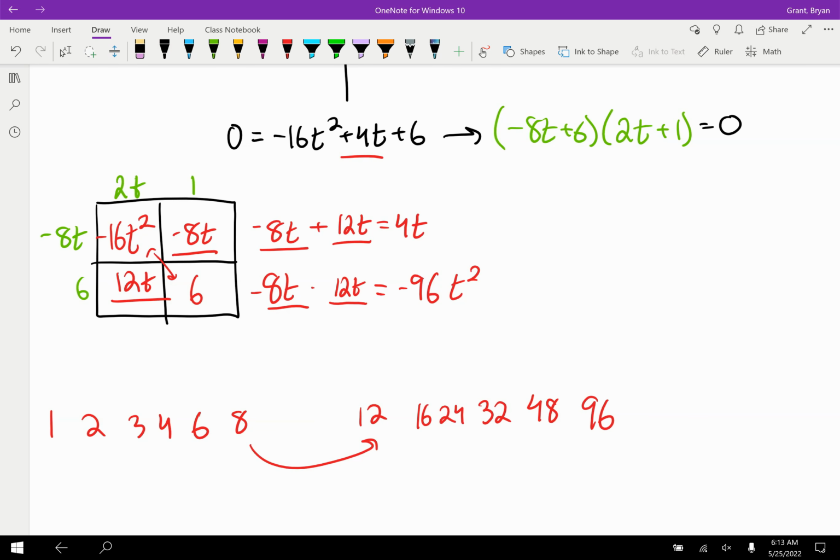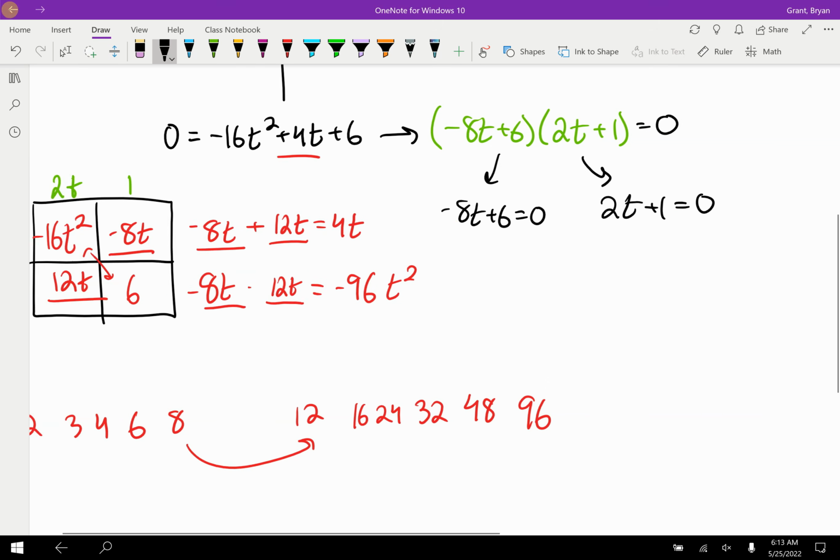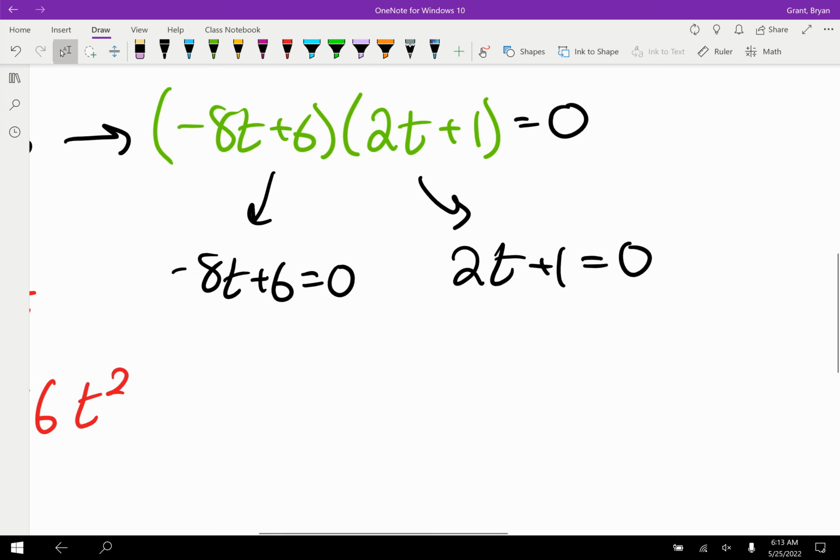We couldn't use SADMAP, so we put this into factored form, and now we can make two equations. One equation: negative 8t plus 6 equals 0. The other: 2t plus 1 equals 0. This is our zero product property. Let's go ahead and use SADMAP to solve each one of these.